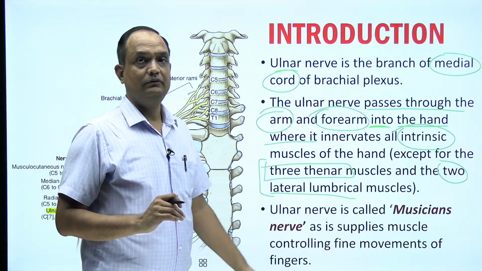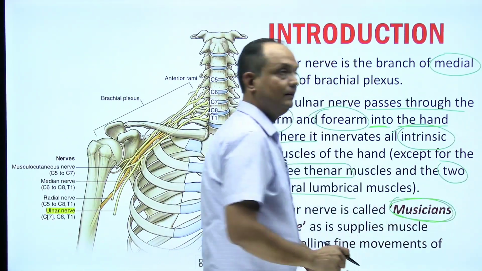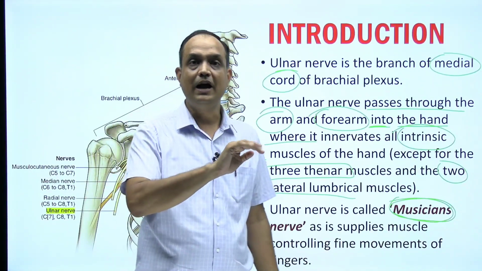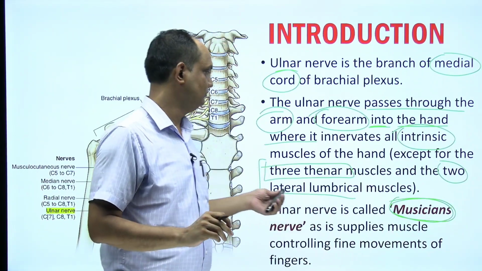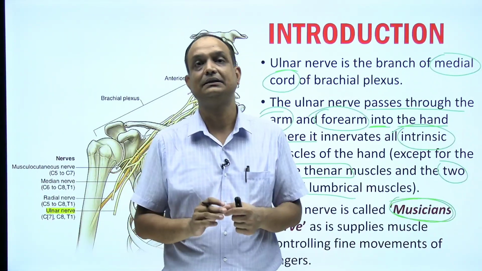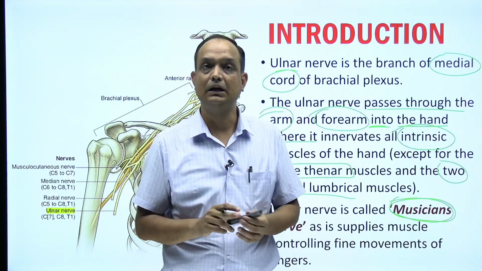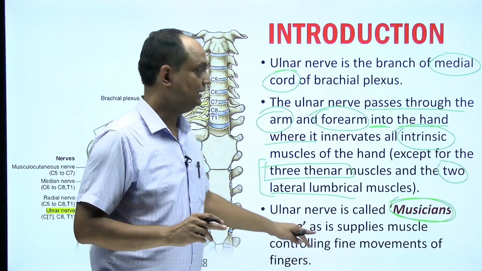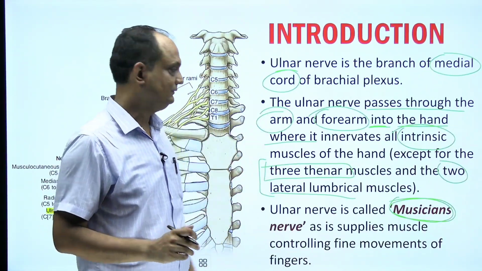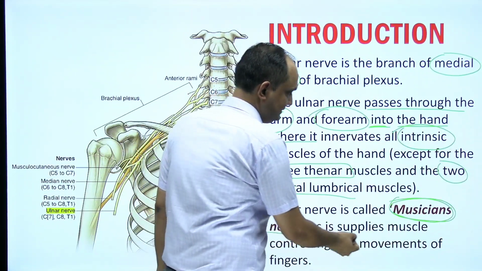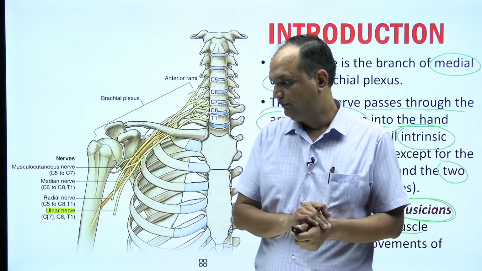The ulnar nerve is also known as the musician nerve. Why the musician nerve? Because it controls the fine movements of your fingers, and as you know, most of the intrinsic or short muscles of the hand are supplied by the ulnar nerve. That's why the major control of the fine movements of the finger is by the ulnar nerve. So it is known as the musician nerve, as it supplies muscles controlling the fine movements of the finger.